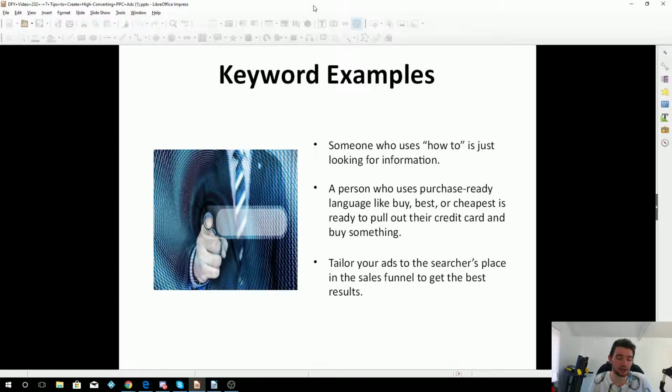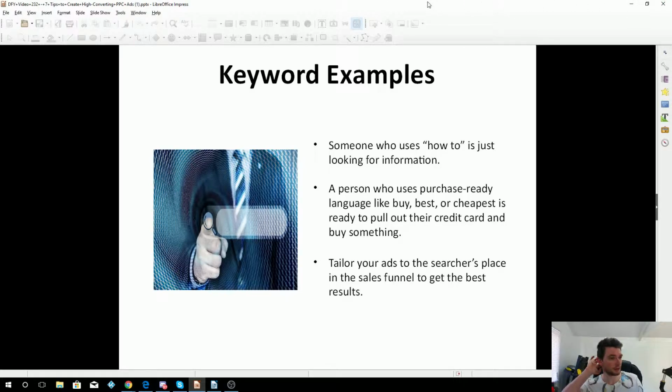People are going to bring out their credit card if they're looking for discounts, buy, cheapest, or best product on the market. That's when they're going to bring out their credit card from their wallet and actually buy from you. So make sure it's actually congruent to your sales funnel as well. That'll give you the best results.